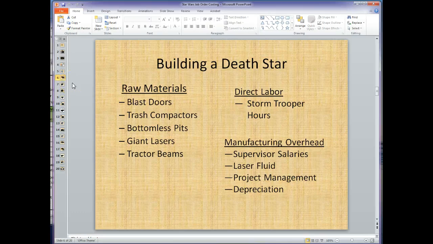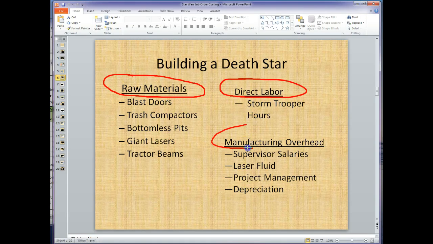All right, so if you're building a Death Star, you may recognize these categories. In this class, we have 3 categories of costs for manufacturing, and here they are. So all your production costs are going to either be raw materials. Now these are your materials that are directly related to constructing the product that you can trace. Then you have direct labor. This could also be called direct materials, be another way of saying it. Direct labor is the same thing. It's people involved in the manufacturing process.